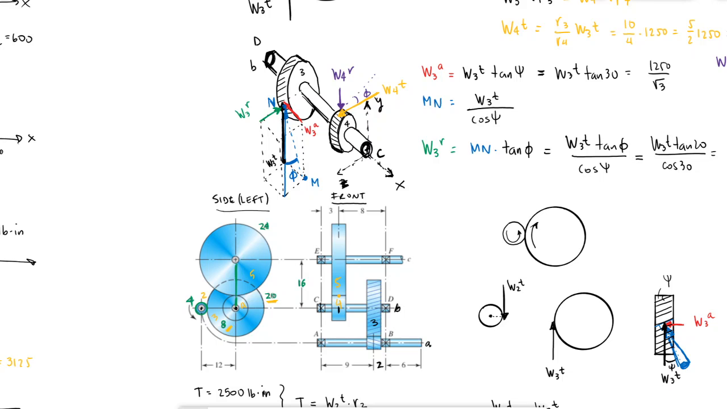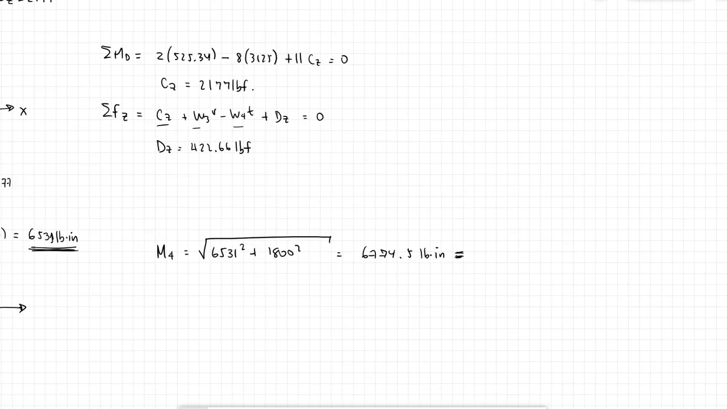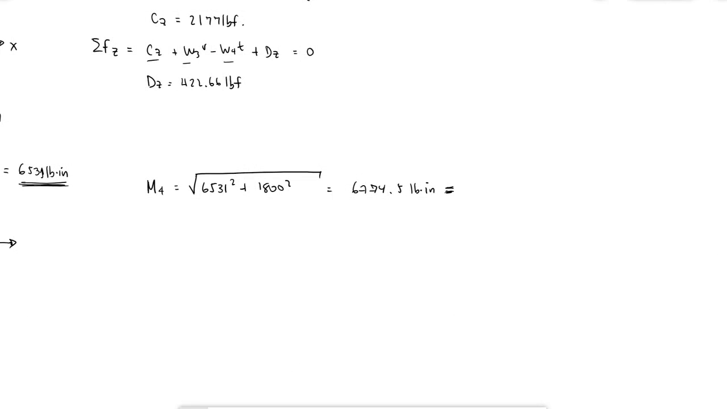Maximum moment inside shaft B, which goes from bearing D to bearing C, occurs at gear 4 and is equal to this value, M4. Okay. This is going to be the alternating moment. What is the mean moment?